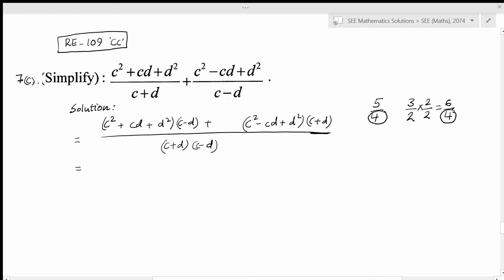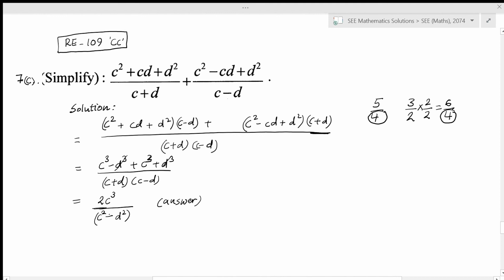And these two expressions are nothing but the formula. So this is c minus d times c square plus cd plus d square, which is c cube minus d cube, and the second term is c cube plus d cube, right? We have already written down this formula, over c plus d times c minus d, and these two terms cancel, and whatever we are left with is 2c cube. We can just write c plus d times c minus d, or c square minus d square, a plus b, a minus b. So this is our answer.